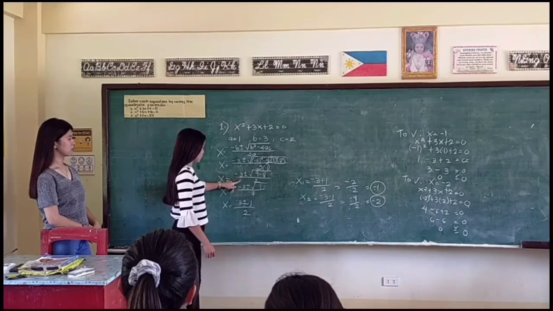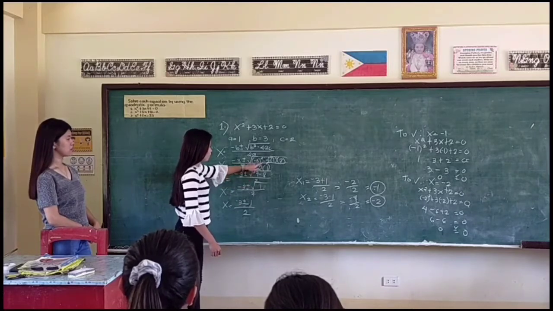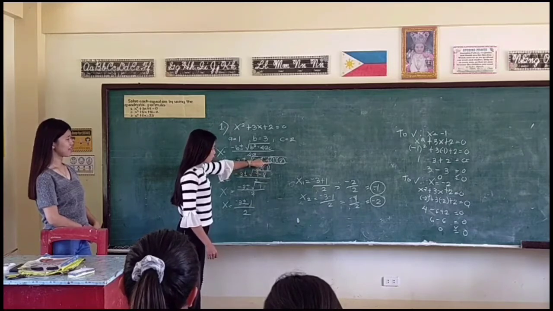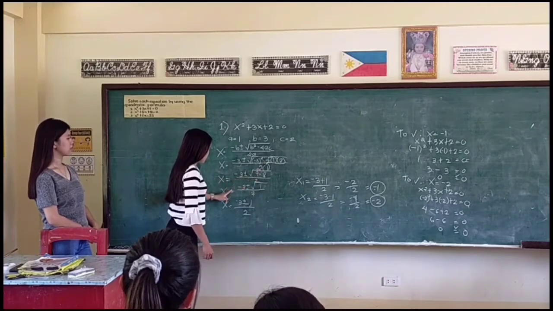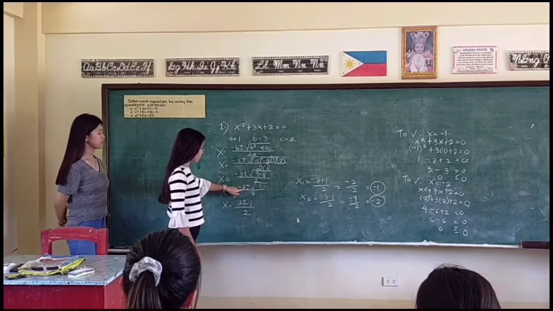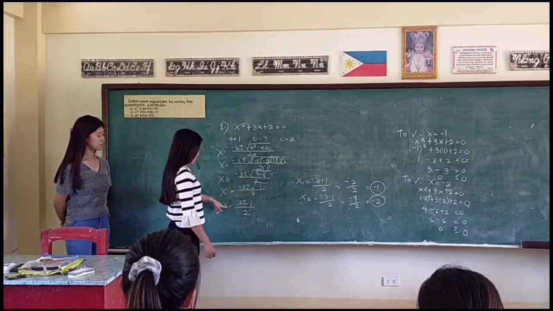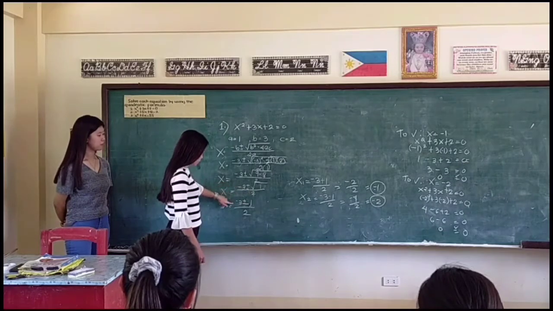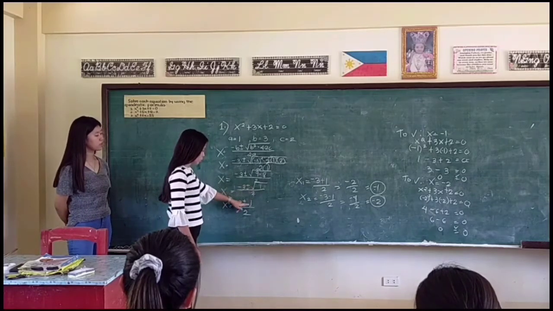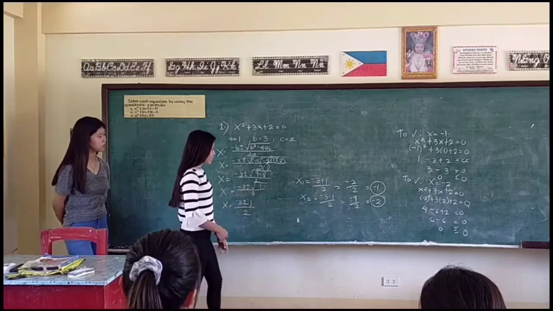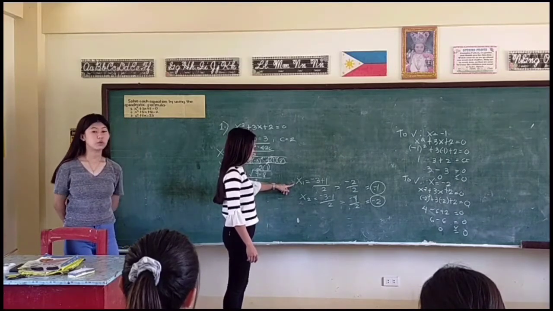Next, negative 3 plus or minus the square root of negative 3 squared, which is 9, minus 4 times 1 times 2, negative 8 over 2 times 1, 2. Then negative 3 plus or minus the square root of 1, because 9 minus 8 is 1, over 2. So we are going to split the sign to get the two real solutions.